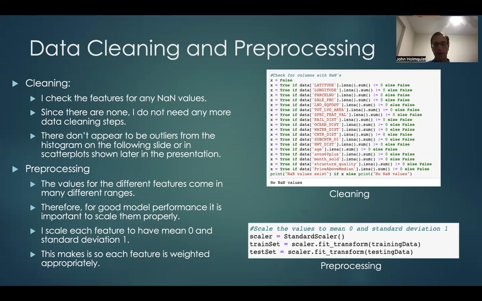And then I wanted to pre-process the data. So the values of the different features come in a lot of different ranges. And so one feature doesn't influence the model in a way it shouldn't, it's important to scale those features properly. So the way to do that is to scale each feature to have mean 0 and standard deviation 1. And that makes it so each feature is weighted appropriately. And you can see in the code snippet on the right that I do that using the standard scaler.